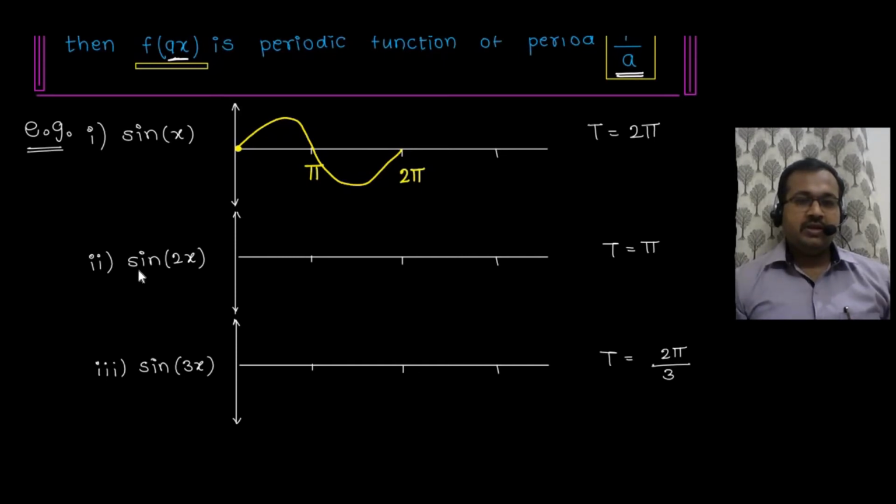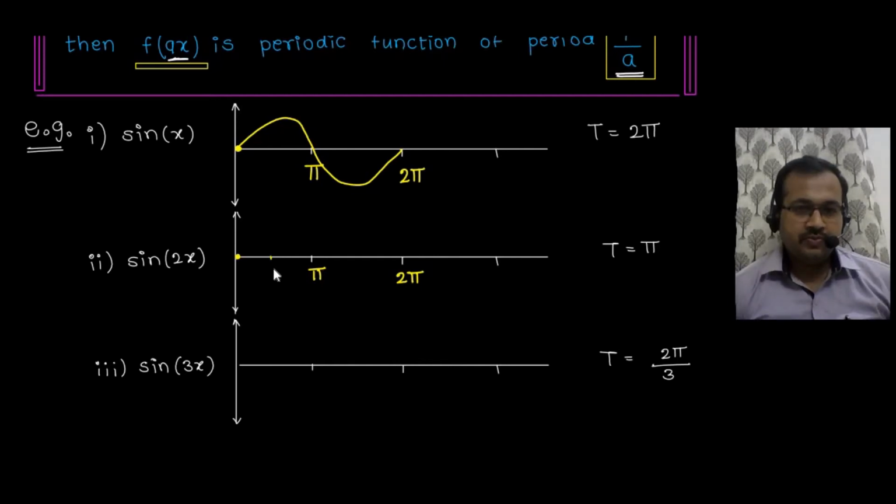As we consider sin 2x, here this value is pi, this value is 2 pi. So when x is equal to 0, sin is 0. At pi by 2, when x is equal to pi by 2, this value will be 0.